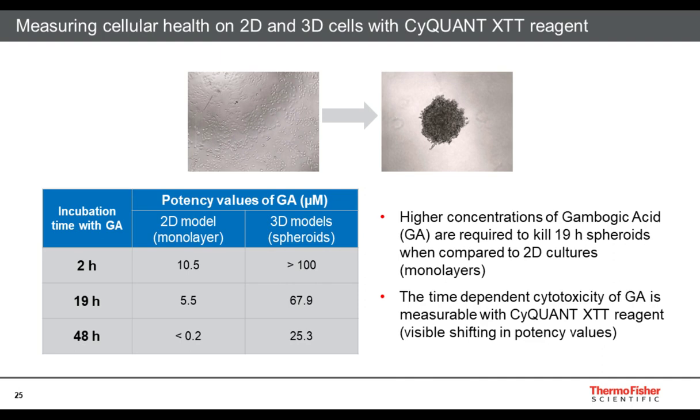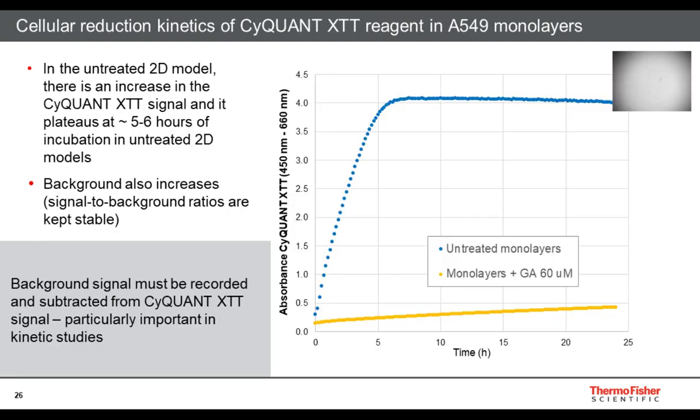Now, this is an example of the CyQUANT XTT as an endpoint assay, taking a read after 4 hours of incubation with CyQUANT XTT. Next, we will talk about using the CyQUANT XTT assay in kinetic mode. As a kinetic assay, the reduction rate of the CyQUANT XTT reagent was monitored over time. Here we have untreated monolayer cells or drug-treated monolayer cells. With the untreated monolayer cells, which is the blue line, the absorbance signal increases over time and eventually plateaus at about 5 hours. This plateau is because all the viable cells have been measured with the CyQUANT XTT reagent.